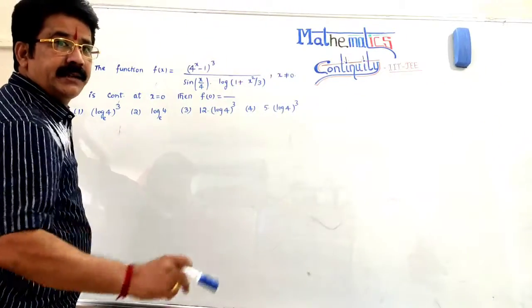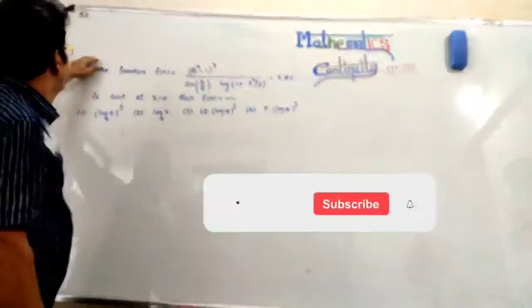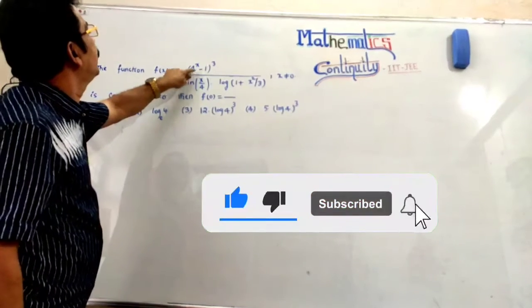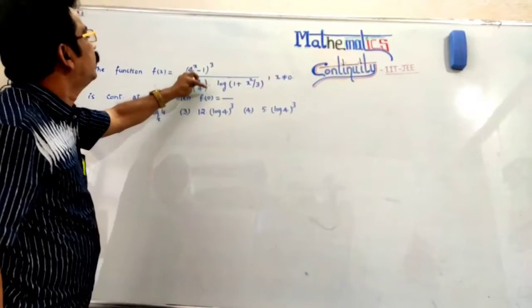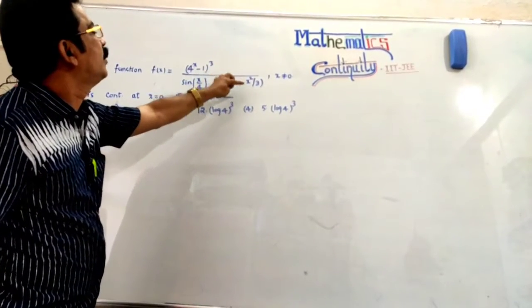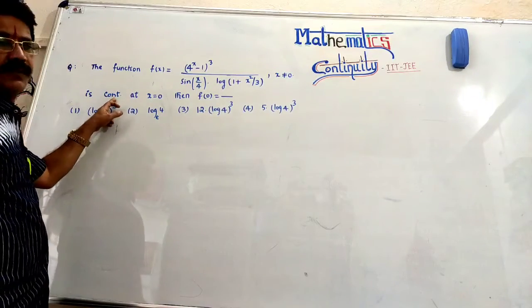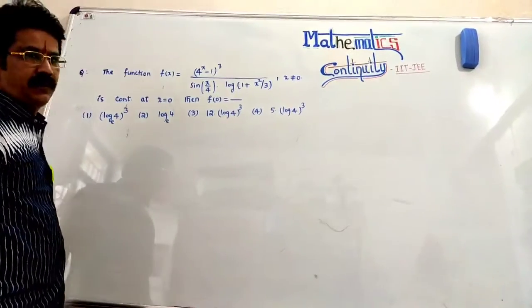Continuity, IIT JEE syllabus. Next question. The function f of x equals (4 power x minus 1) whole cubed divided by sin of (x by 4) into logarithm of (1 plus x square by 3), for x not equal to 0, is a continuous function at x equal to 0. Then what is f of 0?